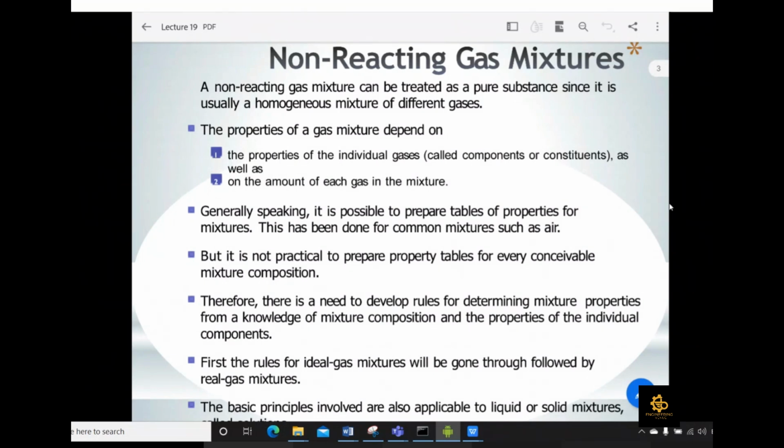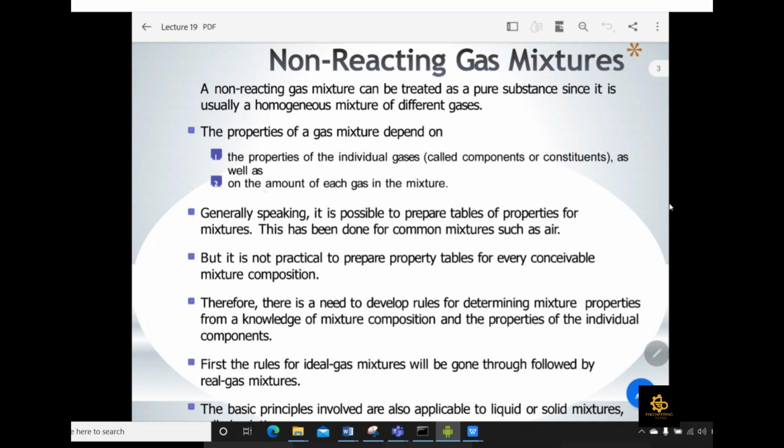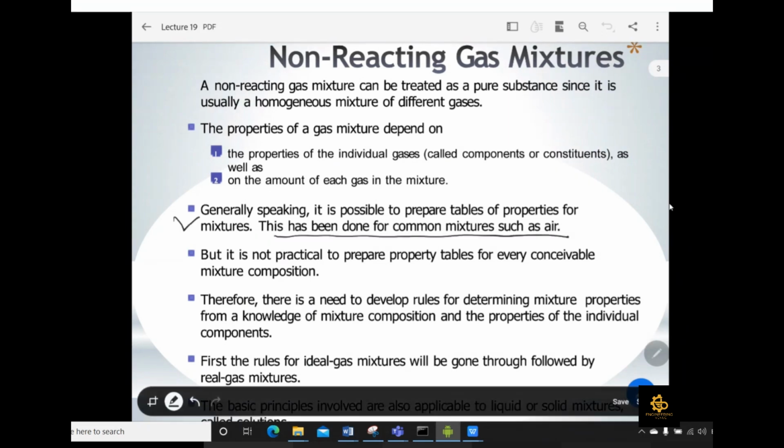The property of a gas mixture depends upon the properties of the individual gases inside it. For example, if we need to find the internal energy of a gas mixture, we have to add all the internal energies based on the components which make up that gas mixture, and on the amount of each gas in the mixture. Generally speaking, it is possible to prepare a table of properties for a mixture, and this has been done for common mixtures such as air. For air, we already have the property tables available for thermodynamic analysis.